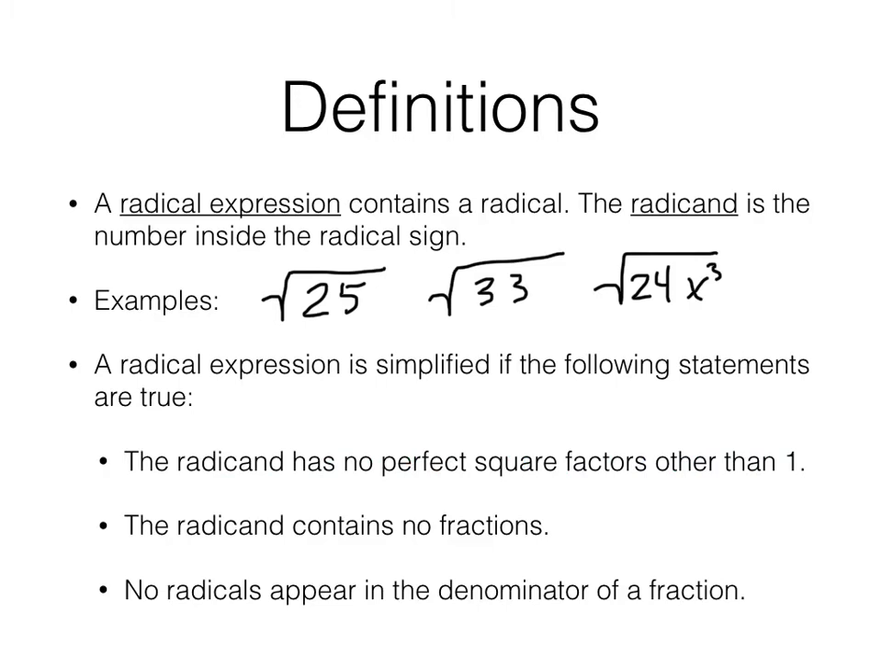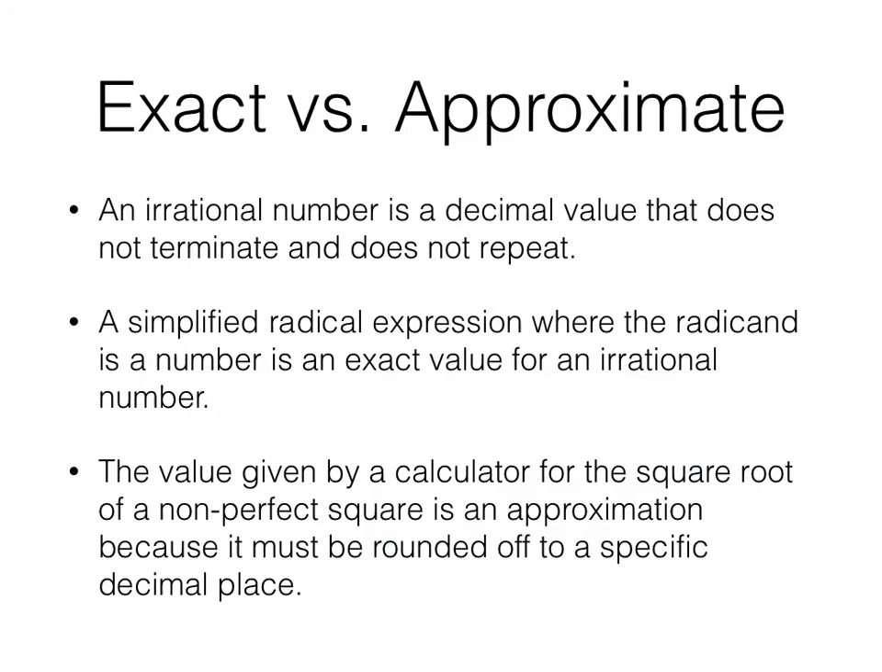Let's talk about the difference between exact and approximate. An irrational number is a decimal value that does not terminate and does not repeat. We established that on the first slide in this video. The whole definition of irrational numbers is that they are not expressed as a fraction.